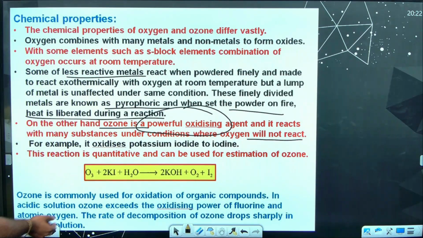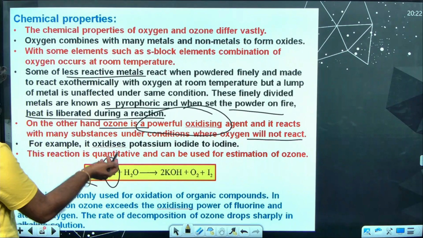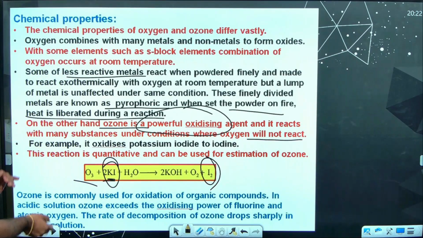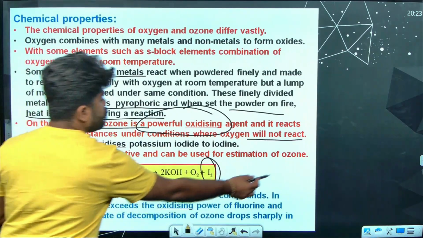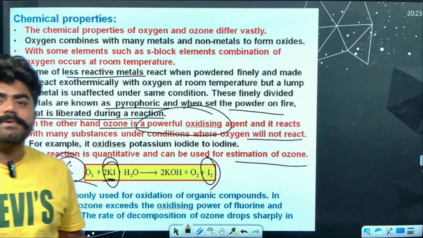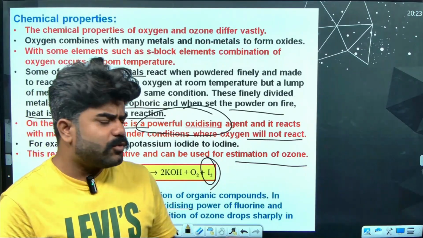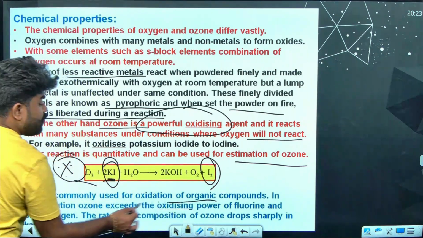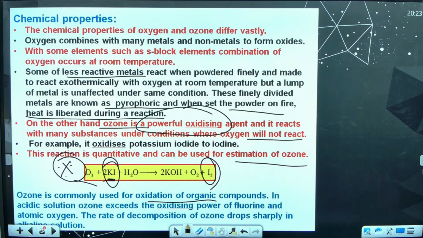For example, let's see. When you take potassium iodide with ozone, it is going to oxidize this potassium iodide to iodine. This is a quantitative estimation for ozone. To find out how much ozone is present in a given compound, we go with this method. This is a very important method. Then you see that ozone is very commonly used for oxidation of organic compounds. In acidic solution, ozone exceeds the oxidation power of fluorine.